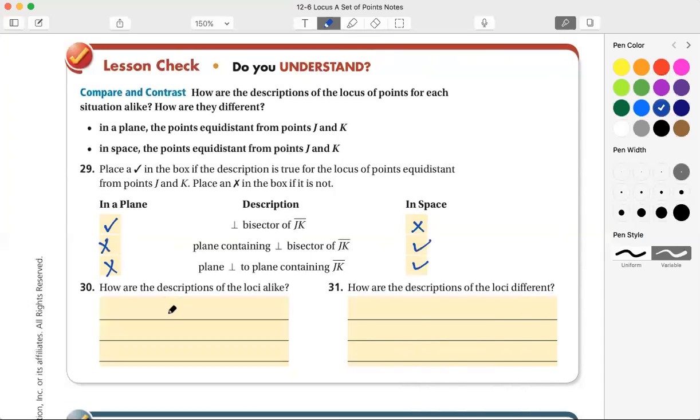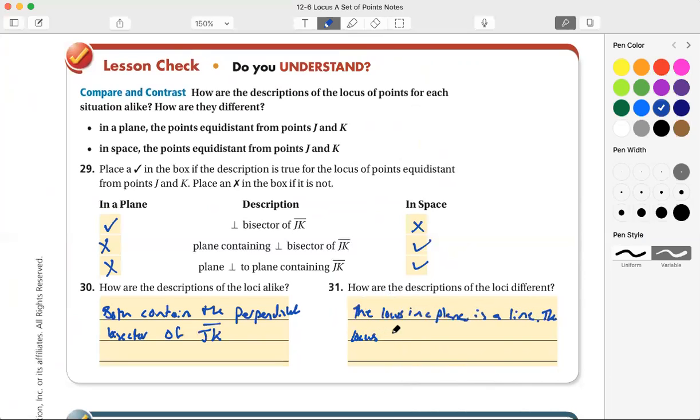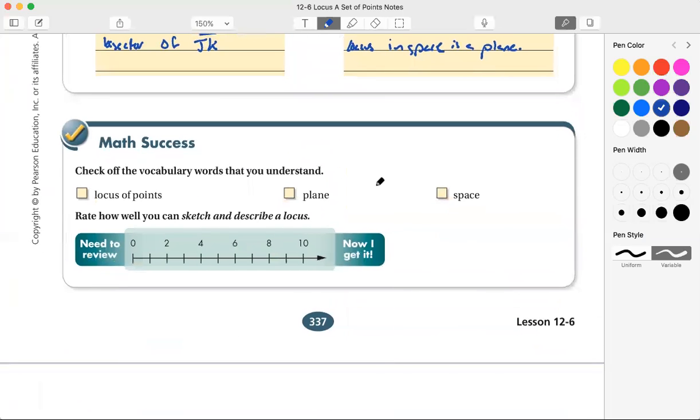So how are they alike? Both contain the perpendicular bisector of JK. How do they differ? The locus in a plane is a line. The locus in space is a plane. And that's the end of this section.